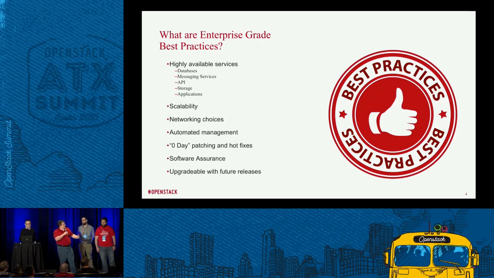Zero-day patching and hot fixes, of course, really get into, we can't have customers sitting around waiting for a solution. When there's a problem, we need to be able to deliver on it as soon as possible, and that again falls into software assurance. And being upgradable. One of the things that I've seen as a rolling theme around here is rolling upgrades, live migrations, those sorts of things. Being able to service the zones, being able to service the environment without impacting the applications that are running and without impacting the availability.